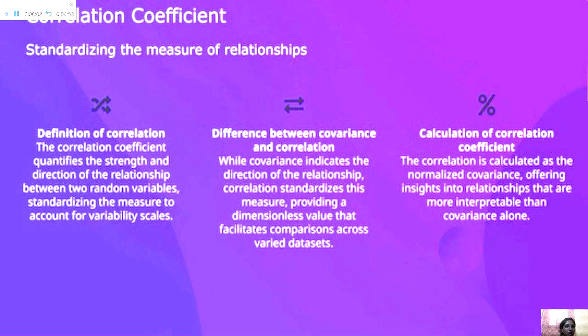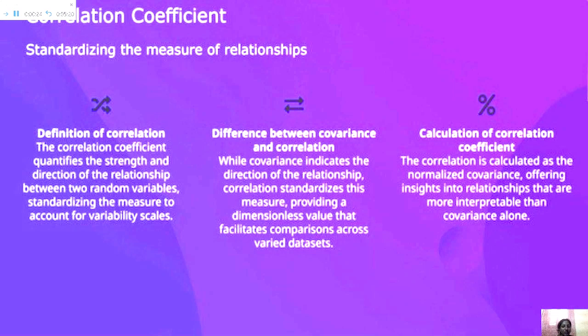And next we have the correlation coefficient, understanding the measure of relationships. Definition of correlation: the correlation coefficient quantifies the strength and direction of the relationship between two random variables, standardizing the measure to account for variability scales.